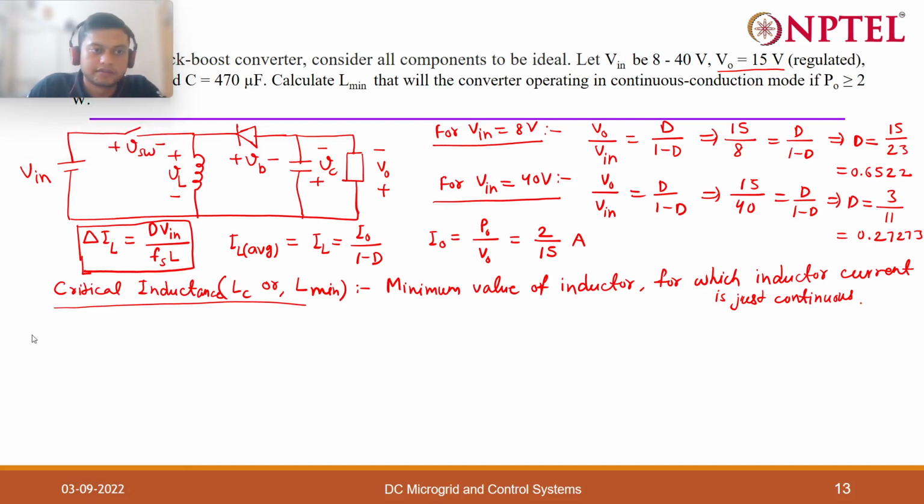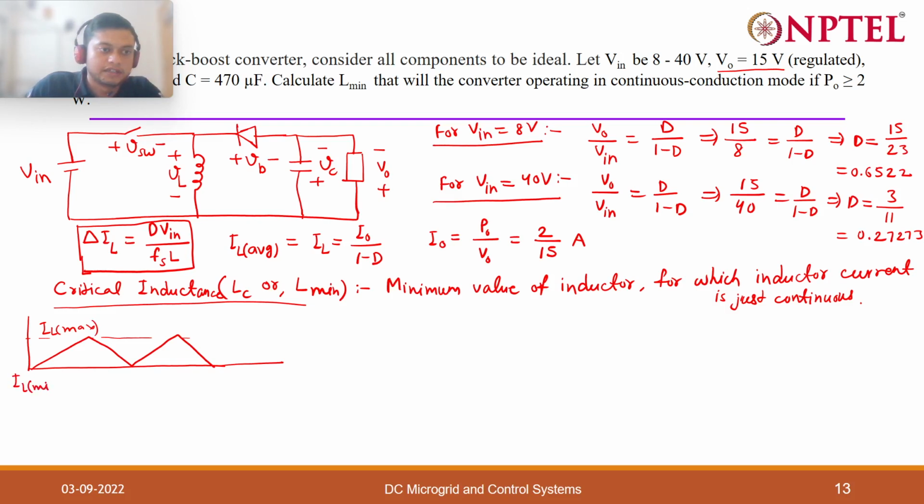So if you make the waveform at the boundary value, it comes out like this for inductor current. So this one is IL max. For this critical inductance, IL minimum will be 0 ampere. So this is the point. And what will be this value? DTS, and this one is TS. And this height is delta IL.